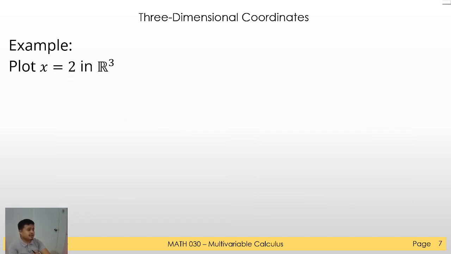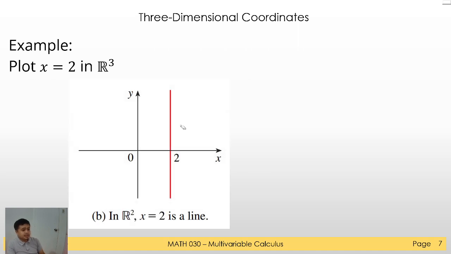Now, what if we want to plot x equals 2 in our cube? What does this mean anyway? When we say x equals 2, we have a vertical line, no? If you remember from your analytic geometry, pre-calculus or calculus classes, we are used to plotting x equals 2 in R2, meaning just 2D space, where we have only the x and the y. But how do we show this in 3 dimensions?